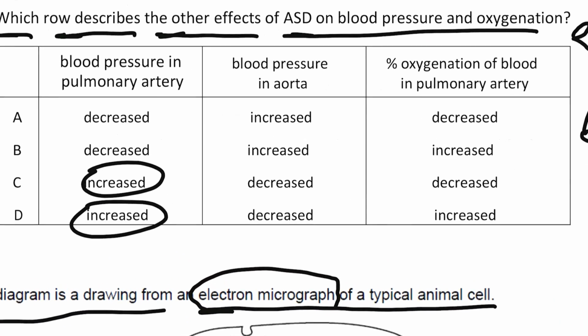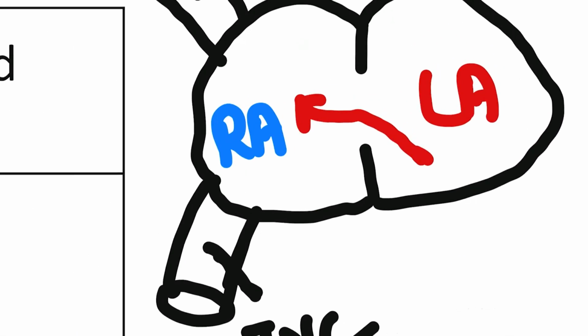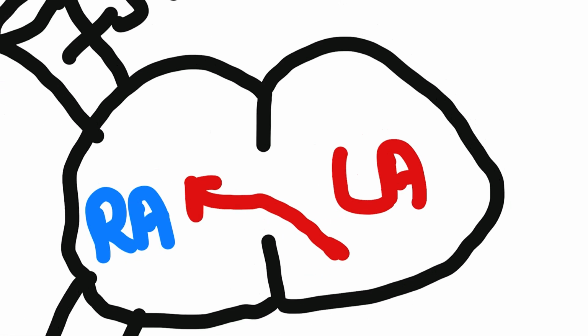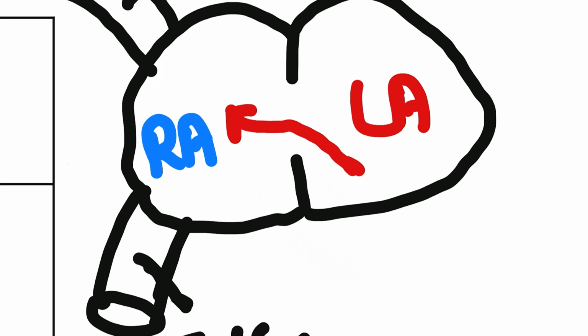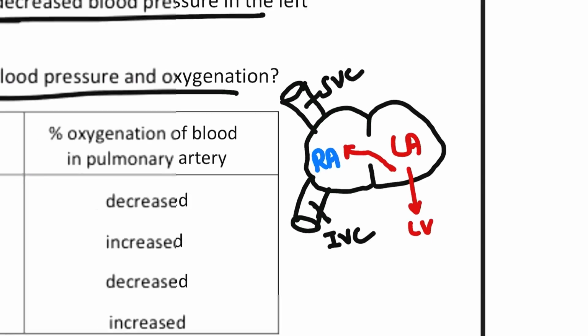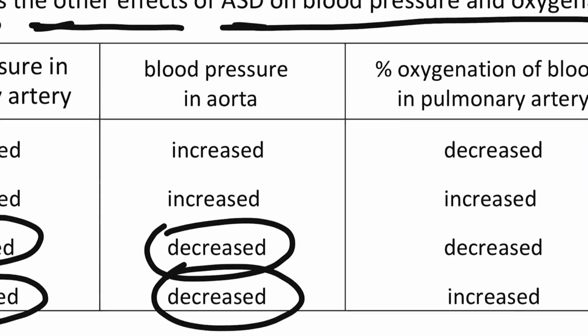If we talk about aorta, the blood pressure in the aorta will decrease. And why is that so? Because as the blood from left atrium is going into the right atrium, less blood goes into the left ventricle. When less blood goes into the left ventricle, less blood goes into the aorta. And if less blood goes into the aorta, the blood pressure in the aorta decreases.